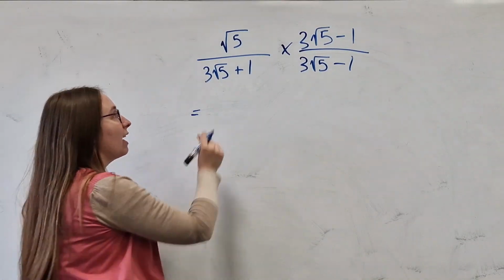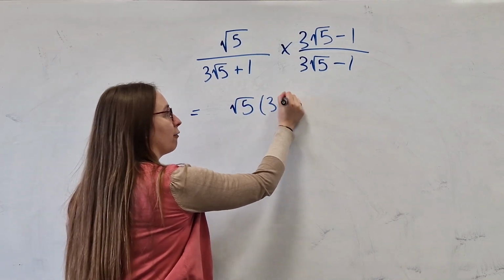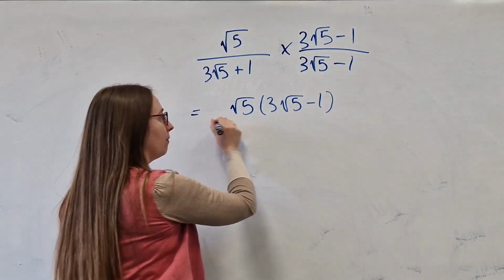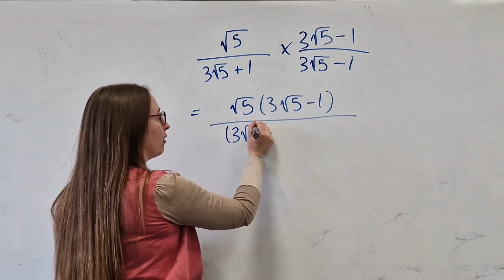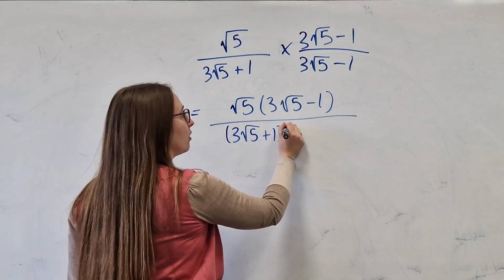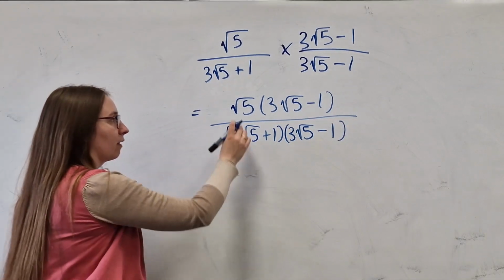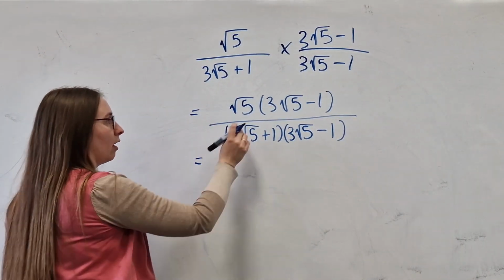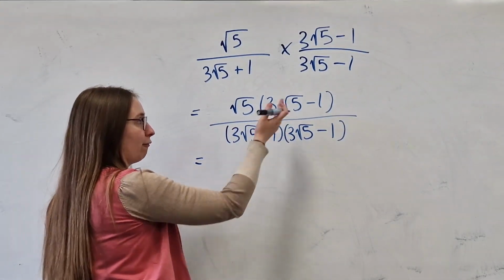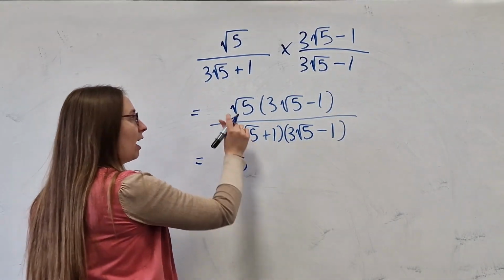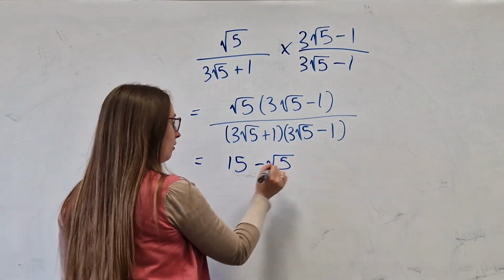So now I'll multiply out. So root 5 multiplied by 3 root 5 minus 1. And then on the bottom I'll have my double brackets. So 3 root 5 plus 1 times 3 root 5 minus 1. Okay, on the top I'm going to get the root 5 times root 5 is just going to be 5, and then 3 times 5 is 15. And then root 5 times minus 1 is minus root 5.